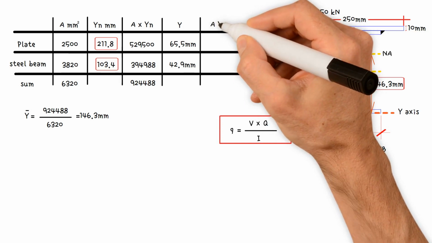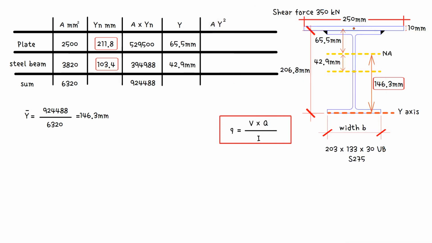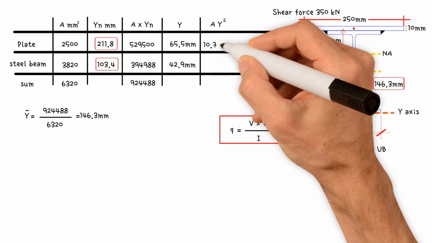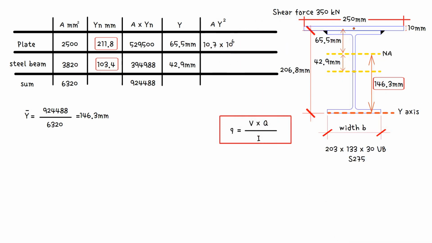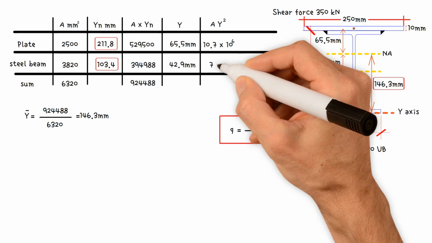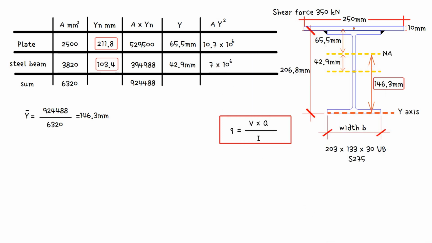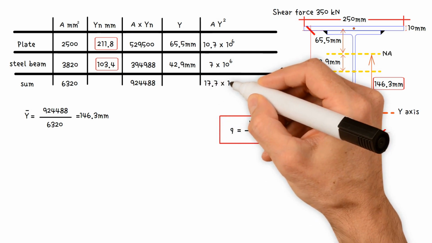Next column is area times y squared. For the plate, it equals 10.7 by 10 to 6. For the steel beam, it equals 7 by 10 to 6. We sum these up, which gives us a total value of 17.7 by 10 to 6.